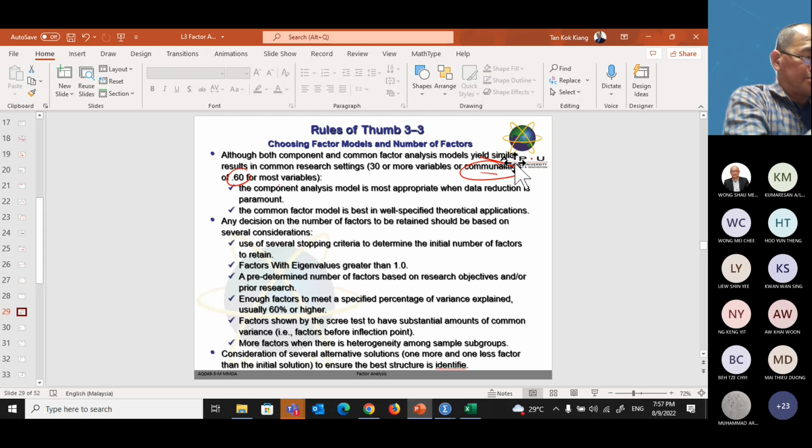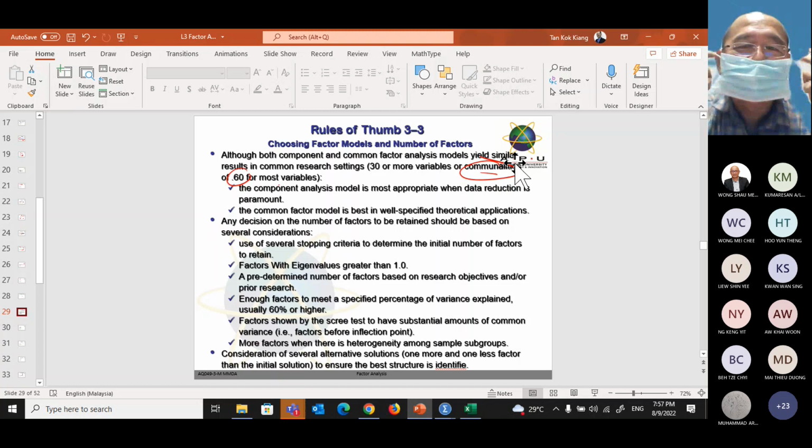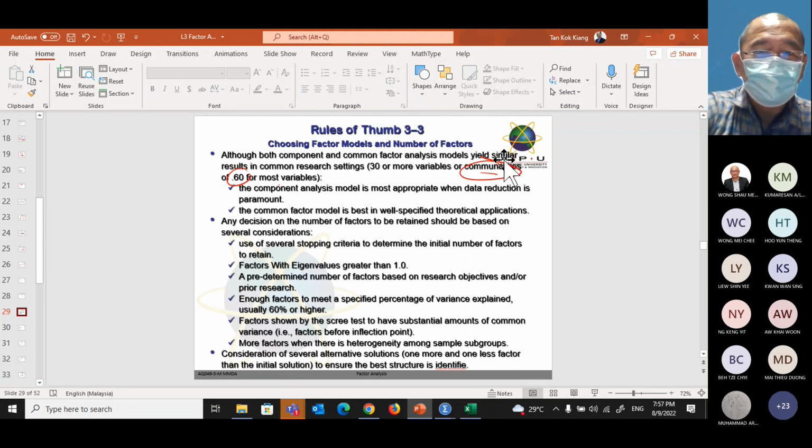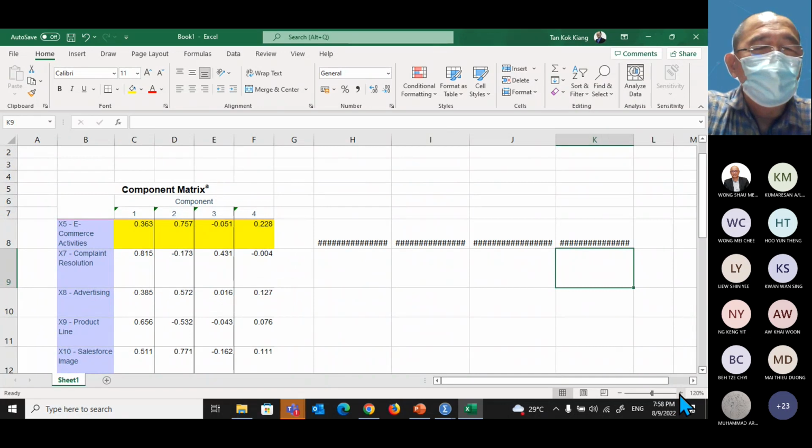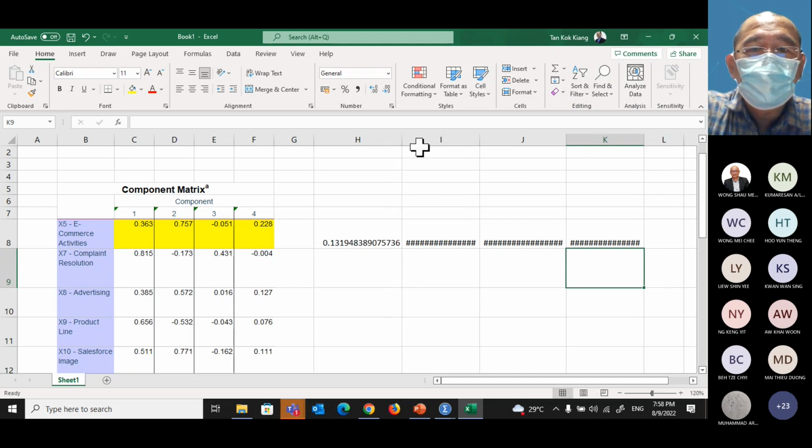Sir, I'm not sure whether I can ask this. It's okay, yes. The component matrix, the 0.363, all this information. Are you saying this one? These are what we call the loading, right? The relationship between the variable and the factor, right? Yes, correct. But the factor again is a group of the variables.